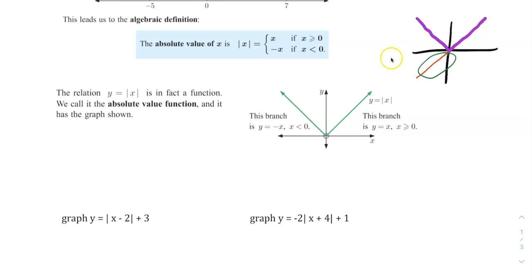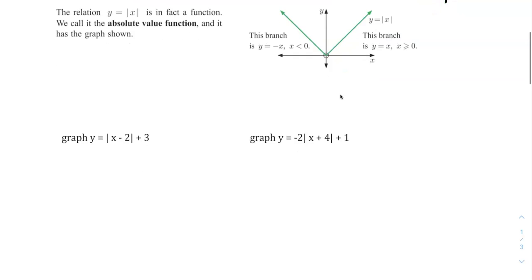An absolute value graph is a V. Another way to think about it is as a piecewise function: it's positive x when x is greater than 0, and it's negative x when x is less than 0. And either way, you get a positive number. It's like that. So let's graph a couple of these.